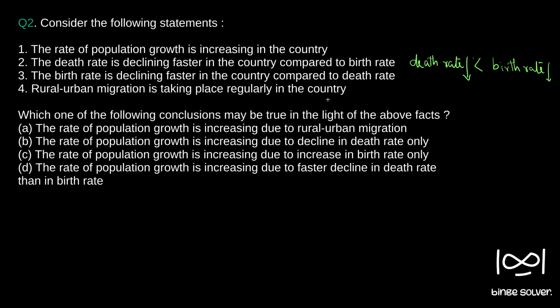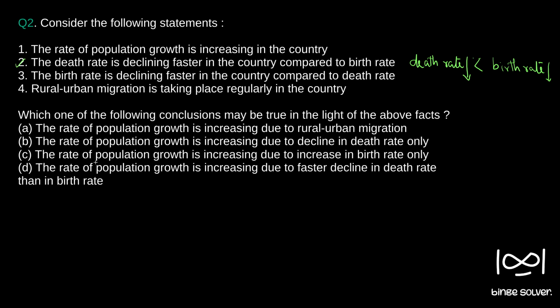Logically, the death rate has to decline faster compared to the birth rate for the population to increase. It is not a necessary or sufficient condition, but if that happens, it makes sense to say the population is increasing. Lesser people are dying compared to the number of people that get born. So in that sense, the second statement has to be true rather than the third statement.